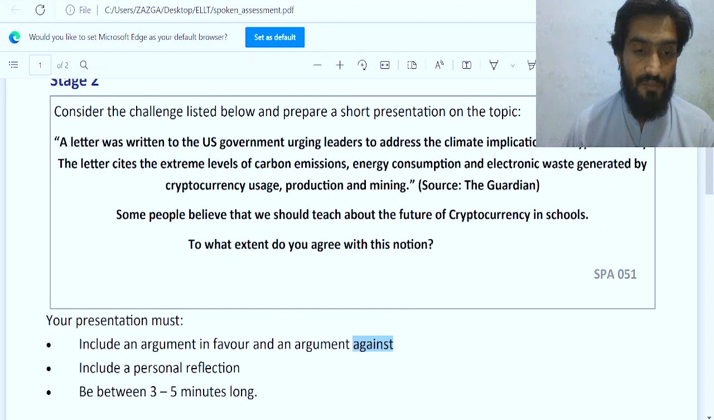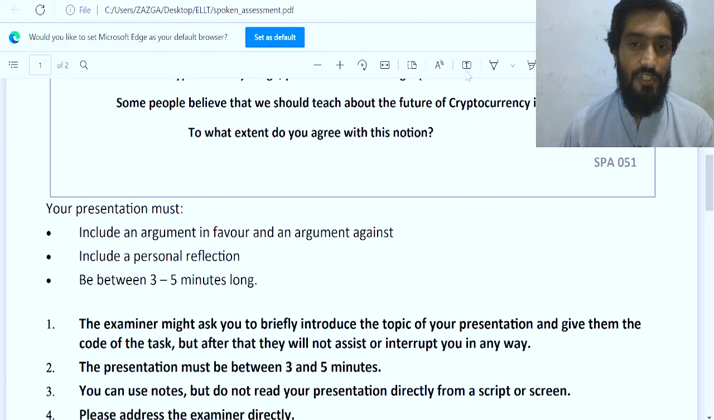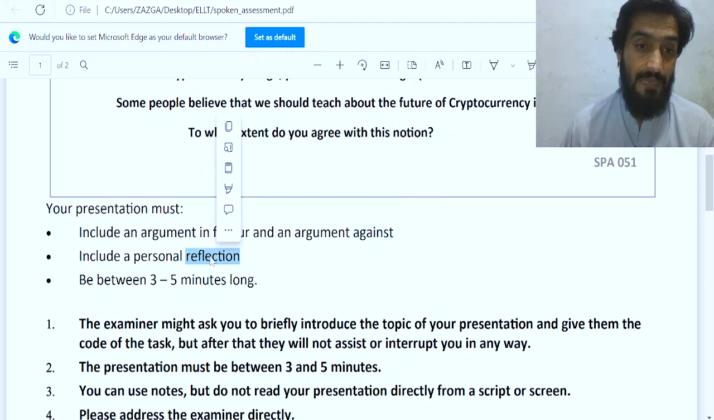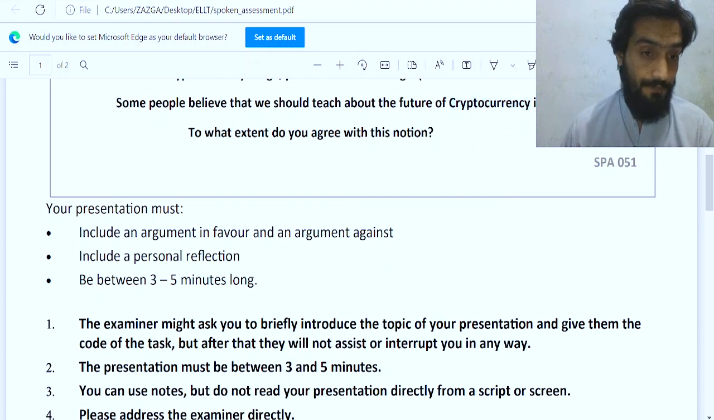relevant things. Okay, now you have to include a personal reflection. This is very important. Personal reflection means that you have to give them an example related to your daily life. If you are talking about advantages of teaching cryptocurrency, you have to present a personal example of having the advantage of learning cryptocurrency. But if you are presenting the disadvantages or the demerits, you have to give them an example of the drawback or the problem you have faced while learning the cryptocurrency. Okay, this is very important.